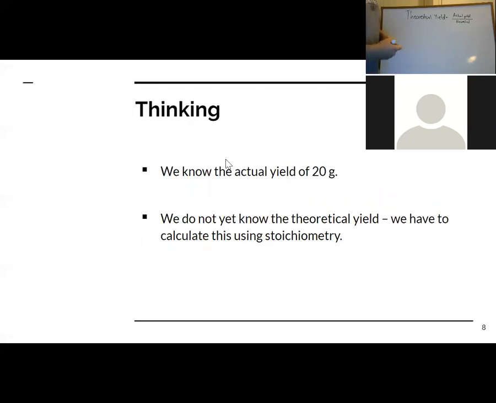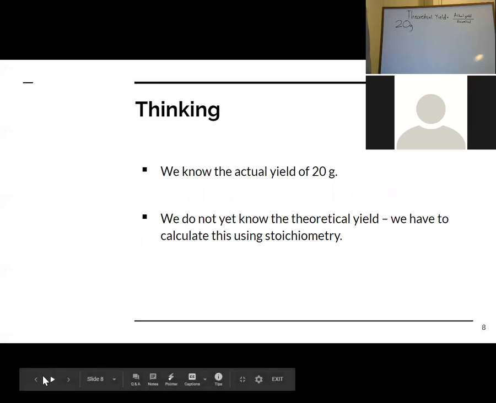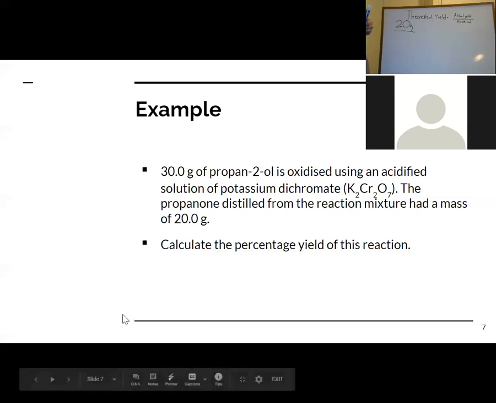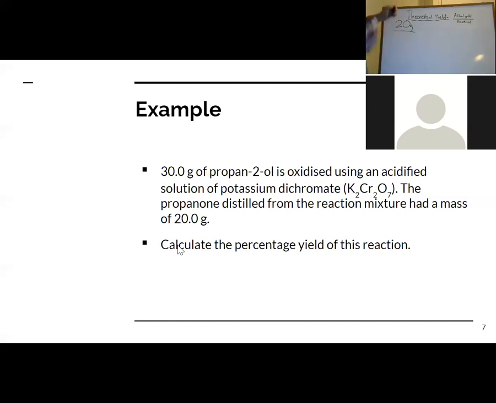So the actual yield is 20 grams. We know that from the question because here the propanone distilled from the reaction mixture had a mass of 20 grams. And now we calculate the theoretical yield using stoichiometry. This is about as maths heavy as high school chemistry gets. It's not hugely complicated. It's just long and has lots of steps.